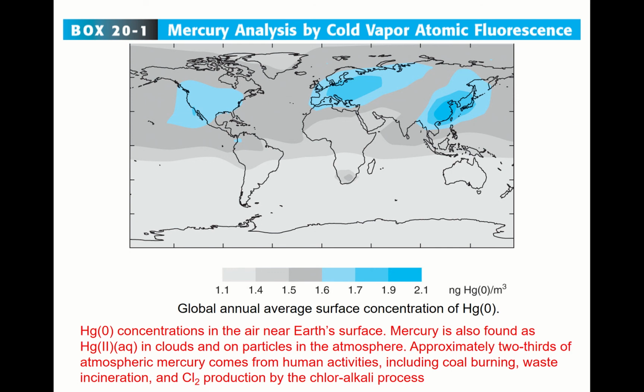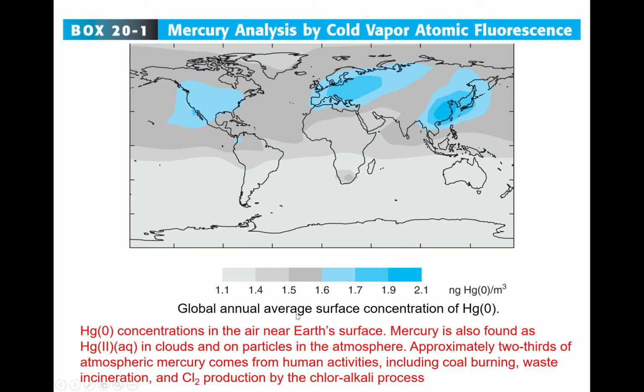Yeah, let's consider the mercury analysis by cold vapor atomic fluorescence. Okay, this is not an often used technique, but it is important, especially for environmental analysis. Now, let's consider mercury. Mercury is a very harmful element. Okay, it's everywhere.